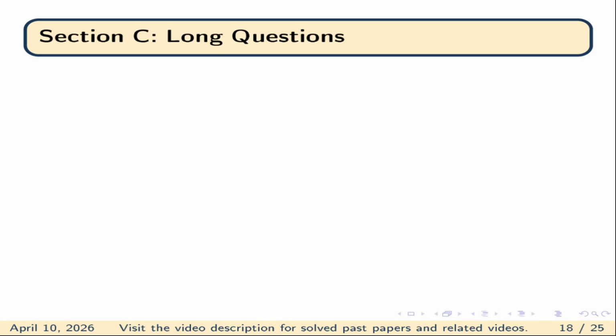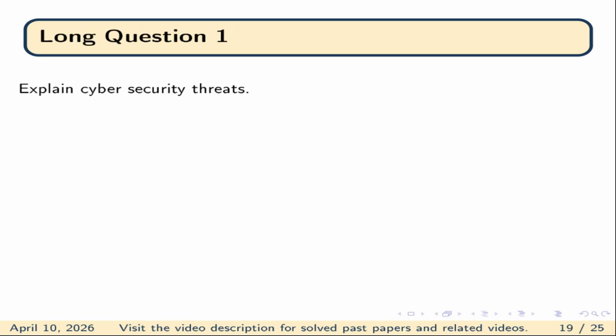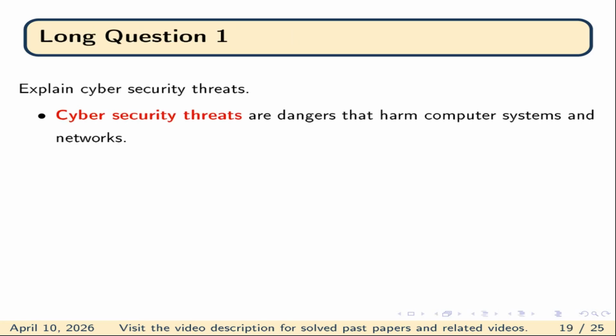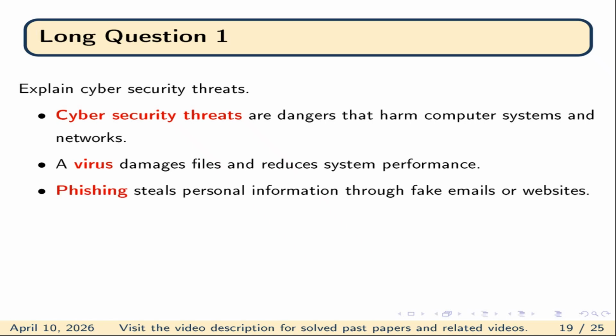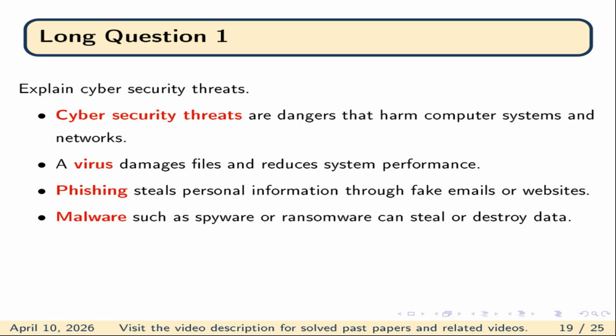Section C, that is long questions. Explain cybersecurity threats. Cybersecurity threats are dangers that harm computer systems and networks. A virus damages files and reduces system performance. Phishing steals personal information through fake emails or websites. Malware such as spyware or ransomware can steal or destroy data.